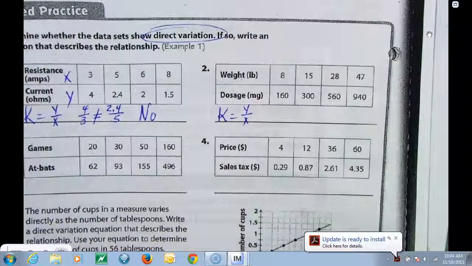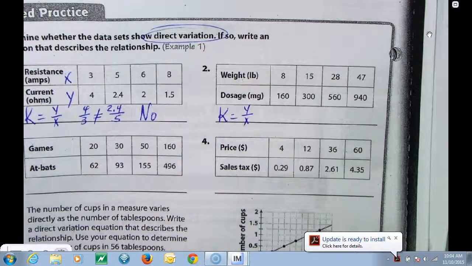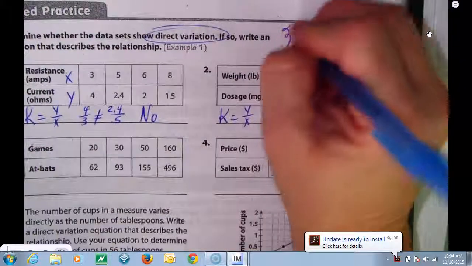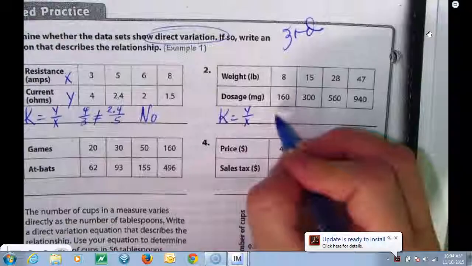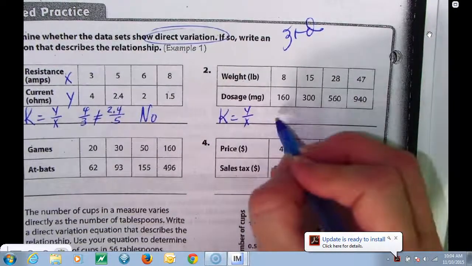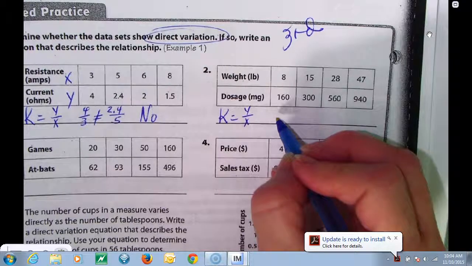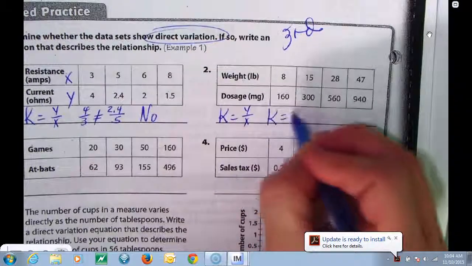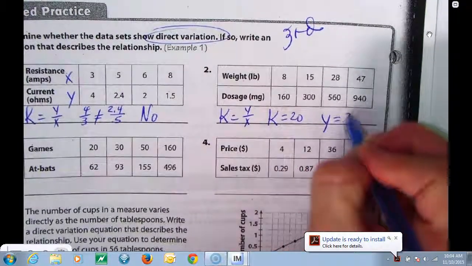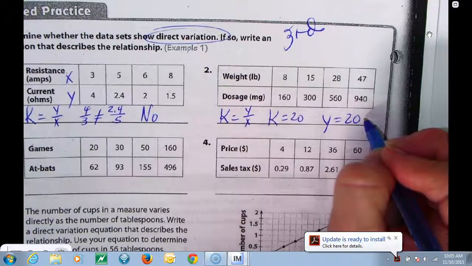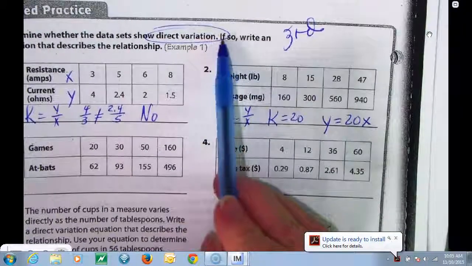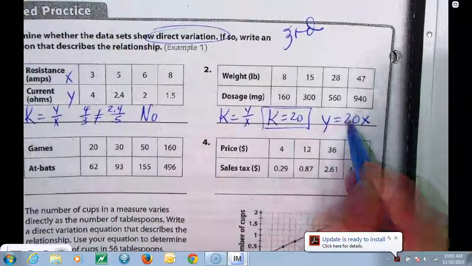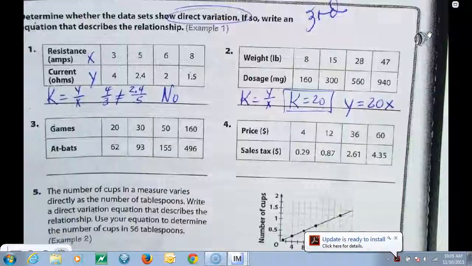Keep going till you find 2 that don't equal. What is it? 20. So K is 20. So Y equals 20X. It says if so, write the equation. So once you can find K, then you go write it. Okay, number 3.